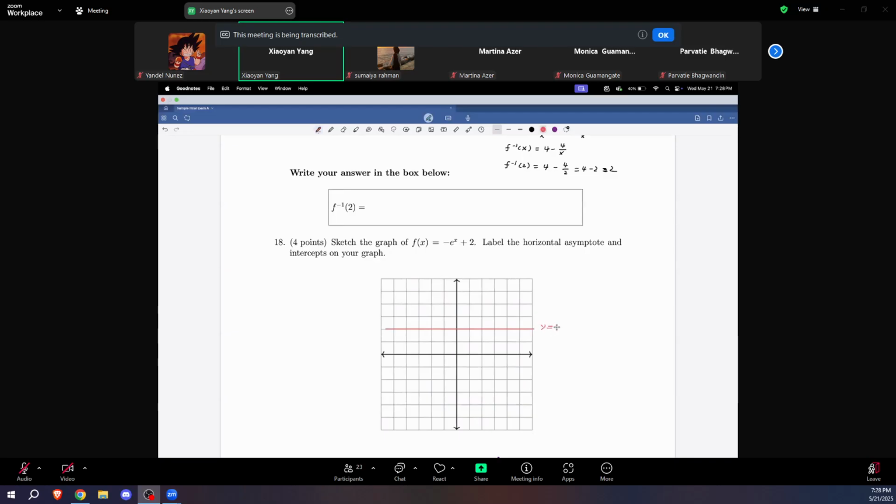You have to list this in the test. You have to point out this is horizontal asymptote. You have to write on that. This is a horizontal asymptote. Okay, so right now we just graphed it roughly. You can set up a table for e to the x. It's not a big deal. What's e to the x there?